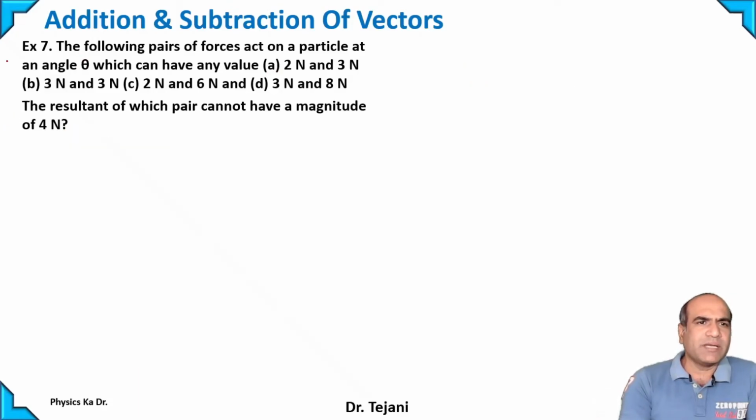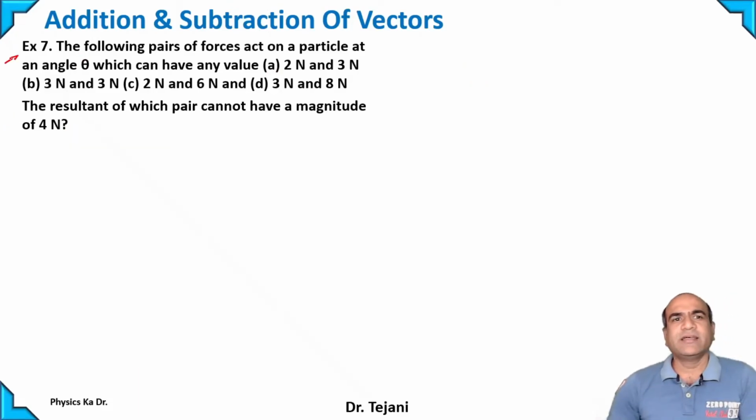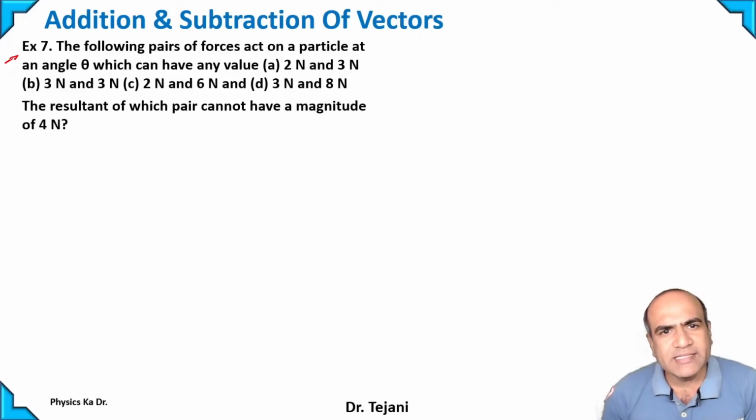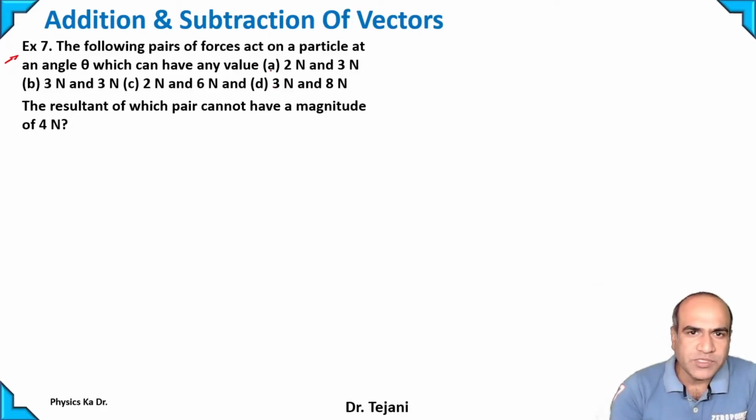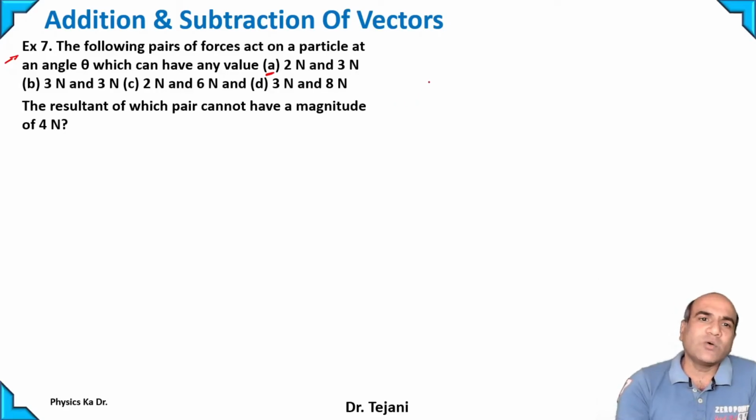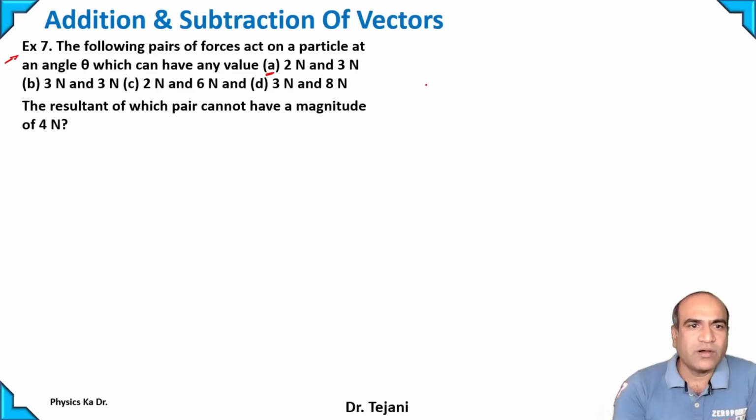Let's have example number 7. What is mentioned here? The following pairs of forces act on a particle at an angle theta, which can have any value. So there are 4 options given. The values can be 2 N and 3 N, and likewise B, C, D are given. The resultant of which pair cannot have a magnitude of 4 Newton?